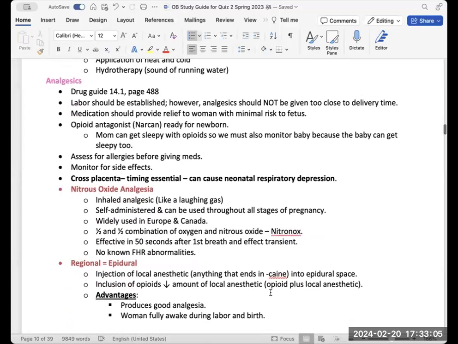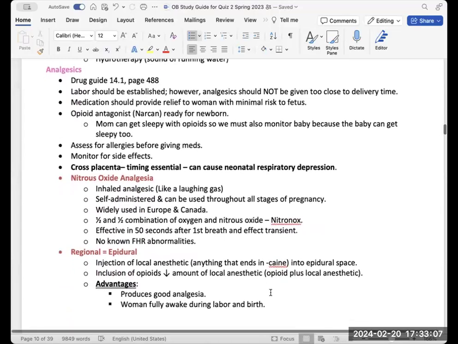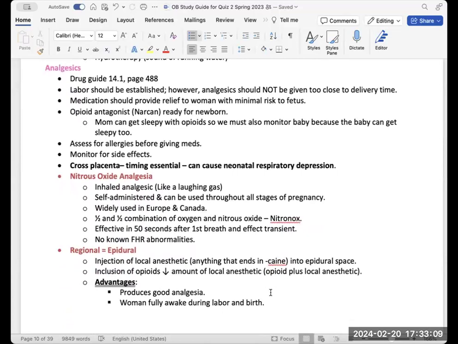So I know I ended off here last time. We were talking about analgesics. So, right, we do not want to give analgesics too close to the delivery time. And that's because we're talking about really central nervous system depressing drugs like opioids, which can be very bad, okay? And the problem is that the timing is so important because they can cross the placenta and cause neonatal respiratory distress. Just keep that in mind, okay?